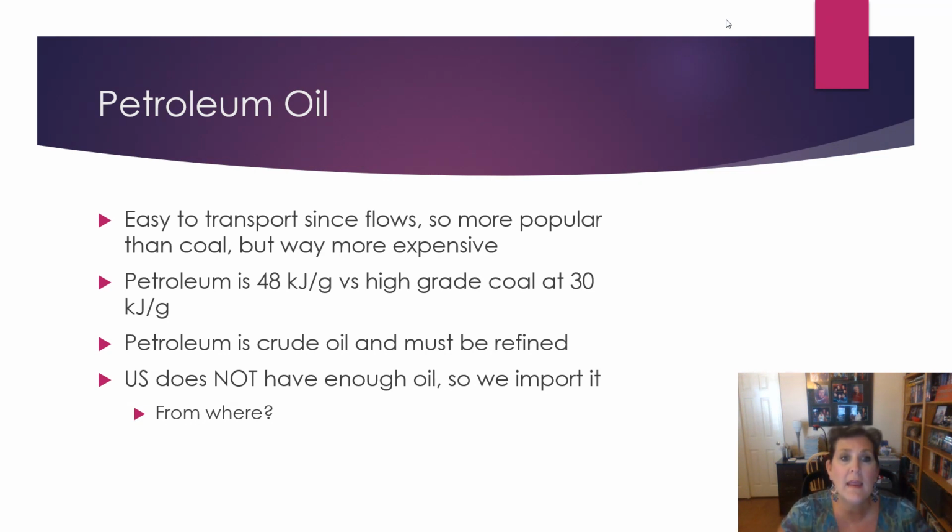Petroleum is about 48 kilojoules per gram versus high-grade coal, which is about 30 kilojoules per gram of energy. So measuring energy, we actually get more energy per gram out of petroleum than we do coal. So petroleum comes out of the ground crude. You can call it crude oil, and it has to be refined before we can use it.